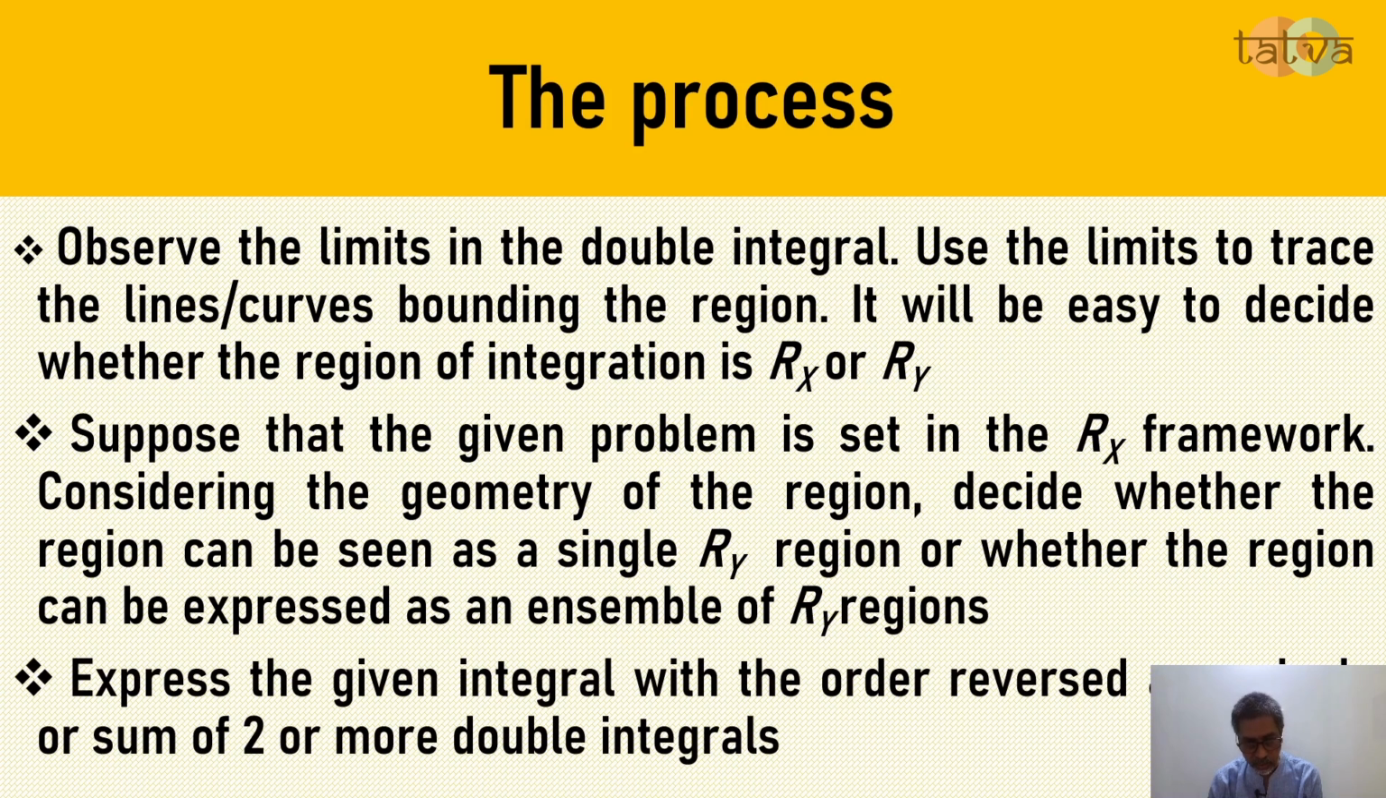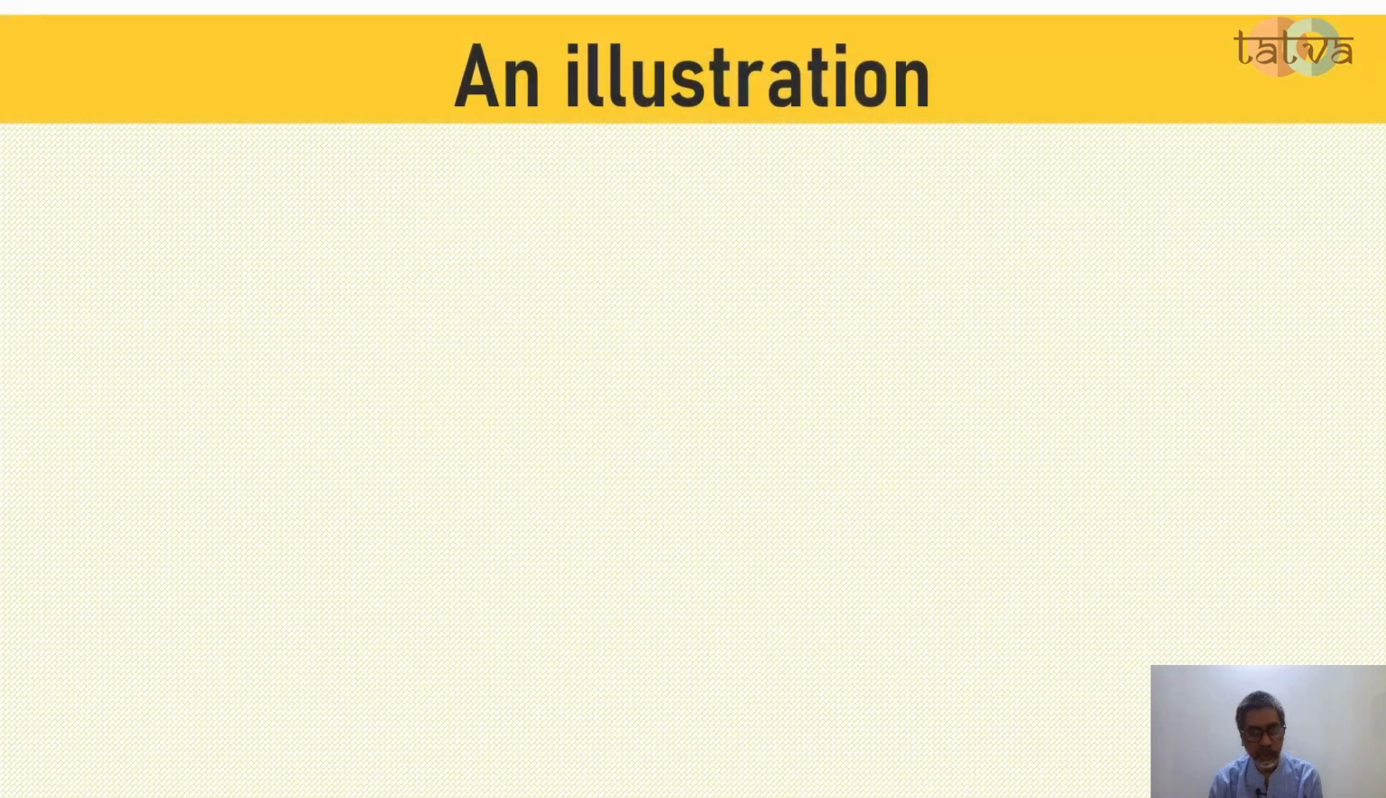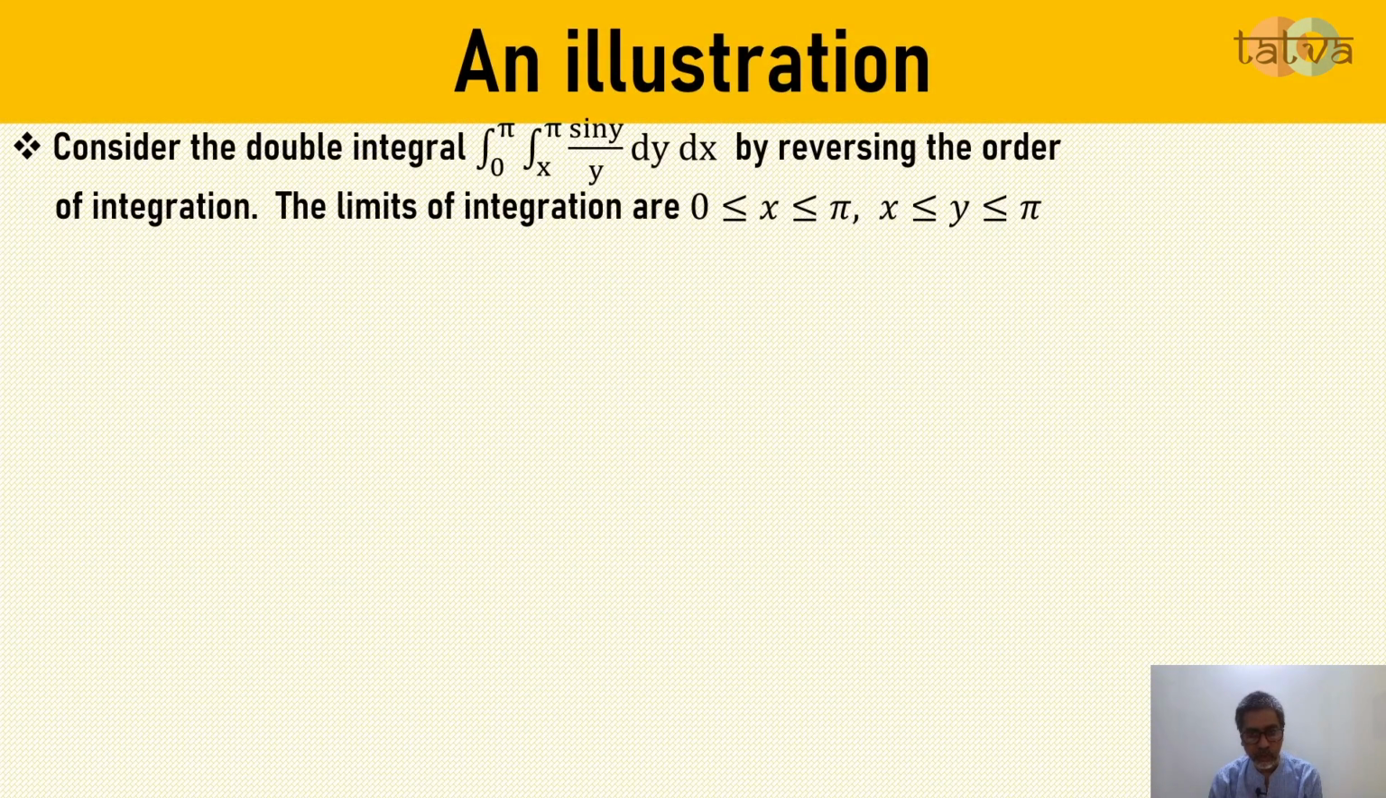And once that is understood, it is now very straightforward. You express the given double integral with order reversed, either as a single Ry region or an ensemble of Ry regions, and vice versa. By which I mean, if your original problem is set in the Ry framework, you try to draw the region and see whether you can express it as a single Rx region or as an ensemble of Rx regions. So let's try to understand through an example.